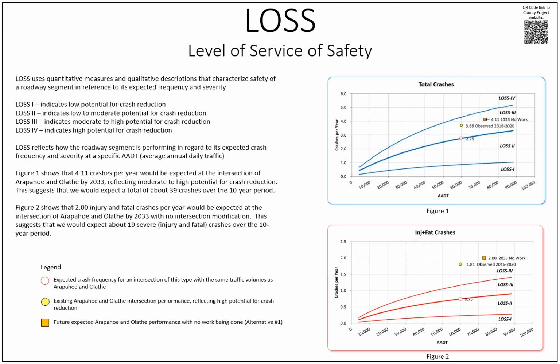Diaxis, the road safety consultant that was hired by the county, uses LOSS, or Level of Service of Safety, to quantitatively measure safety of a roadway segment in reference to its expected frequency and severity. LOSS 1 indicates a low potential for crash reduction. LOSS 2 indicates low to moderate. LOSS 3 indicates moderate to high, and LOSS 4 indicates a high potential for crash reduction.